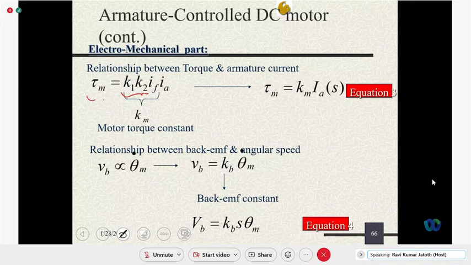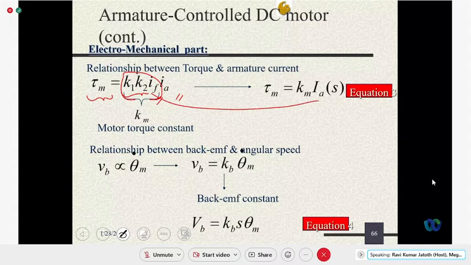Torque depends upon the field current if I vary it, or the armature current if I vary it. I'm assuming the field current is constant, so I take a constant Km, which is given as the motor constant, the torque constant equivalent. This is understood now? So Tm of s is Km Ia of s. Then Ia is the input, torque is the output, and that is related using Km.